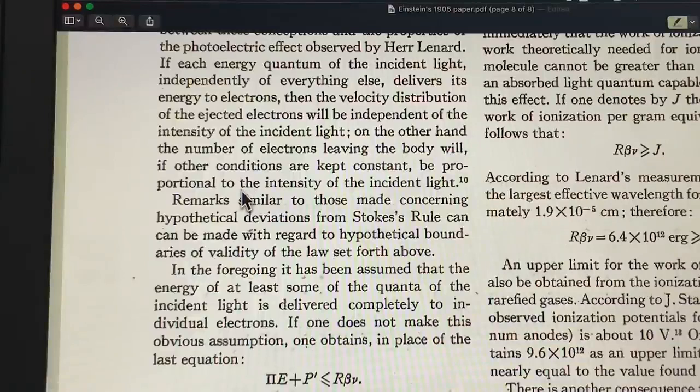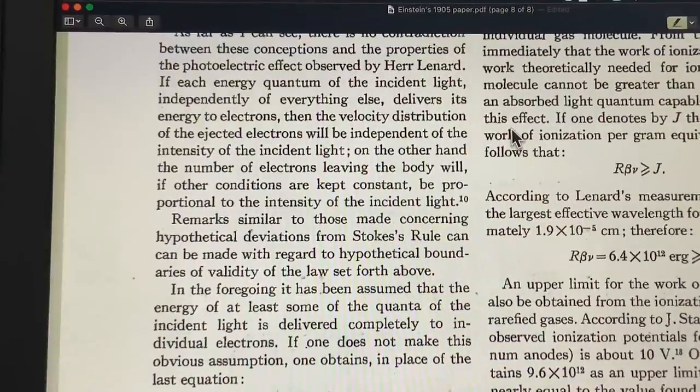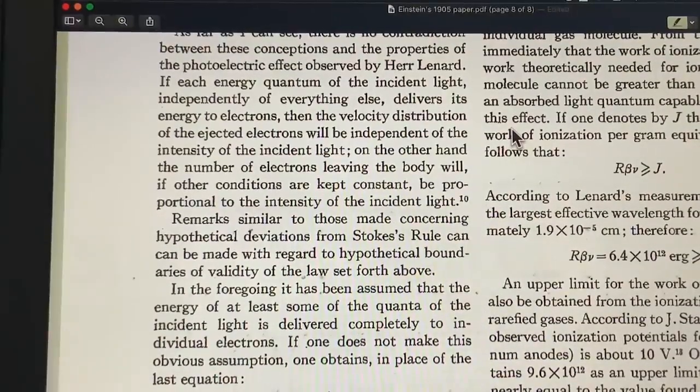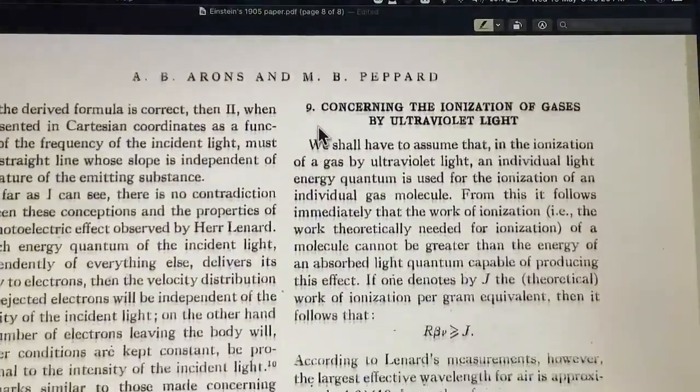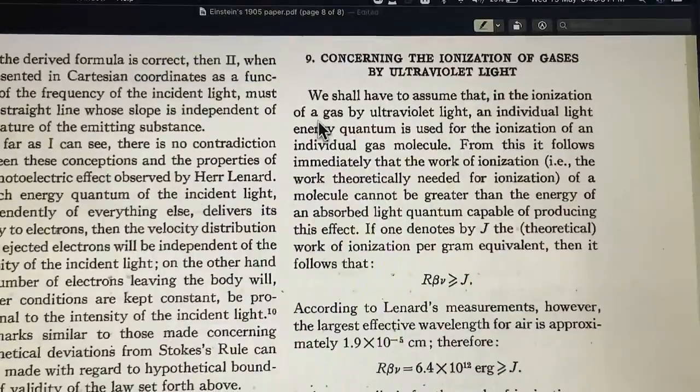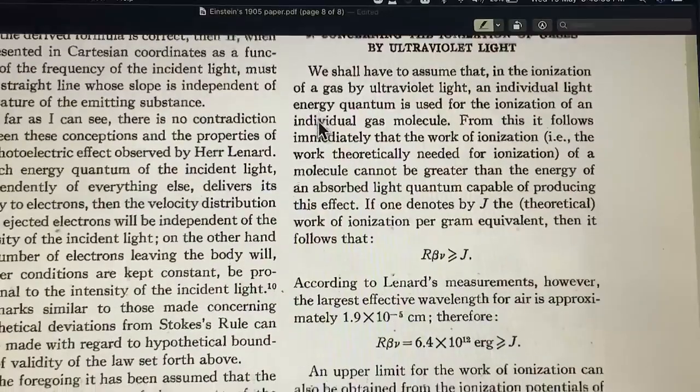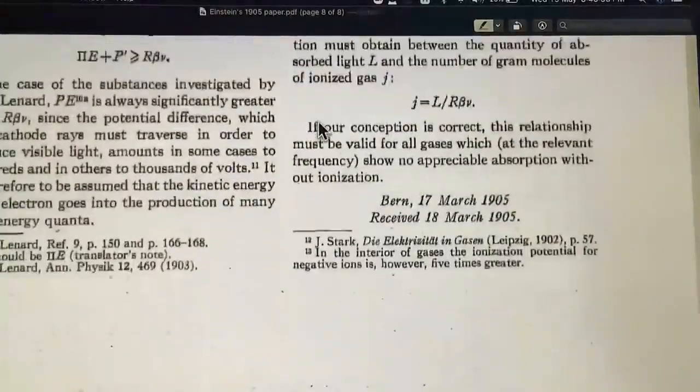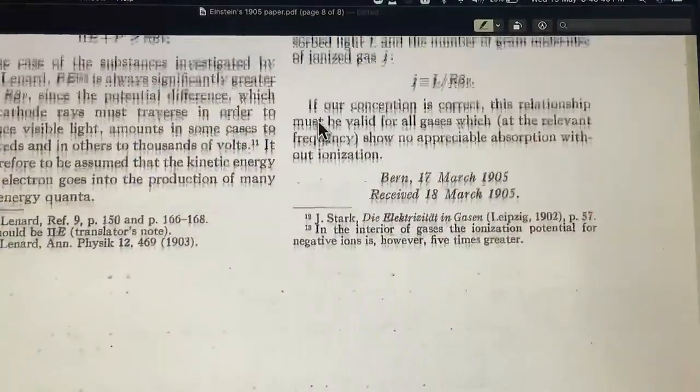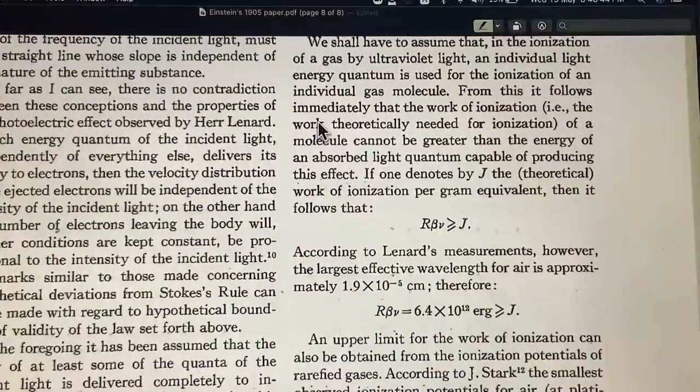So these things he explains based on the result that light can be regarded as photons. And then comes the last section, the 9th section, concerning the ionization of gases by ultraviolet light. So this is something else, and he again says that our photon picture will be okay. You can explain all those observations also.